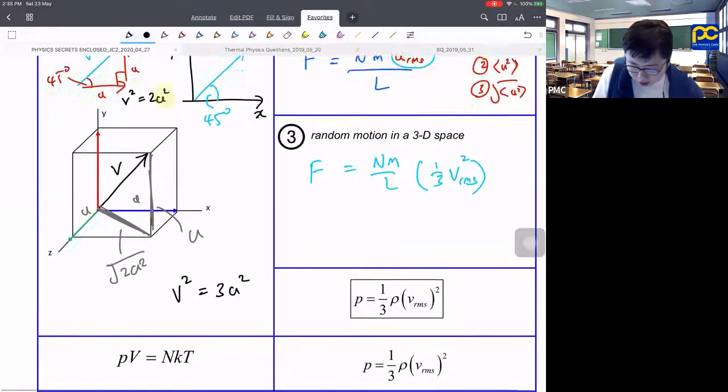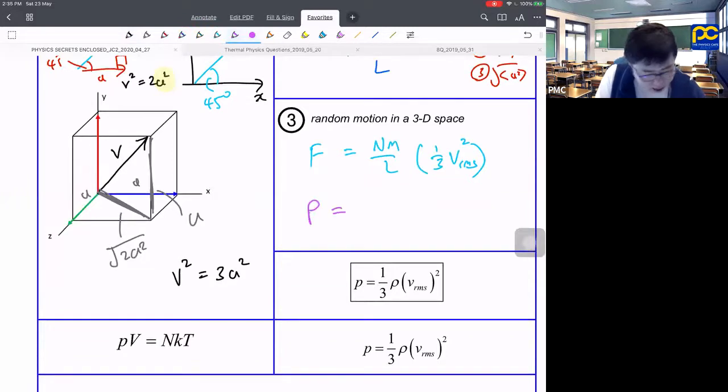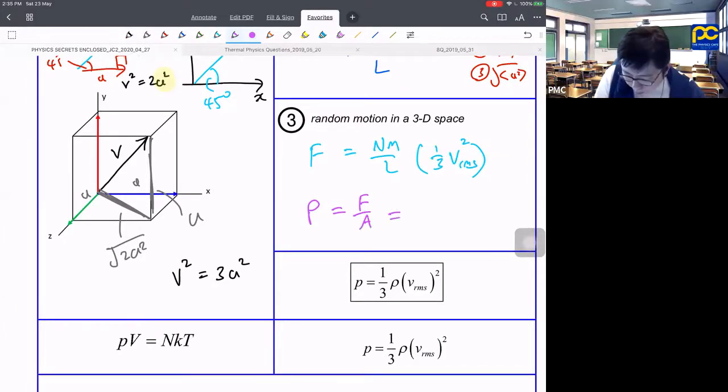Shemaine, my last part, I will need your help. I want to find pressure actually. Give me the formula for pressure. Force over area. Perfect. So you want me to use the blue color divided by the area, right? So let's just cut short. Let's save some time. When I divide by area, then I got L and area at the bottom.